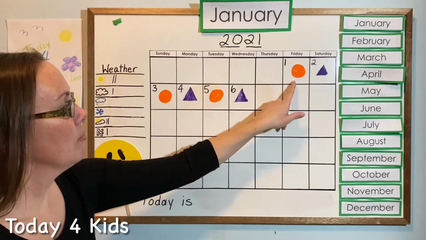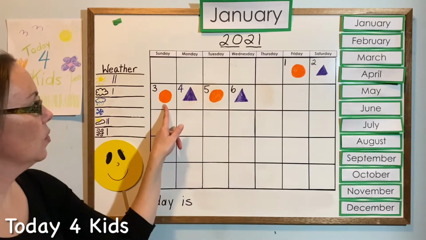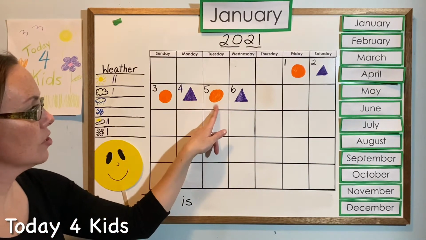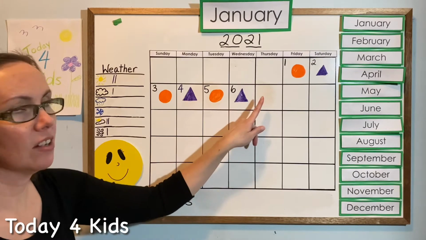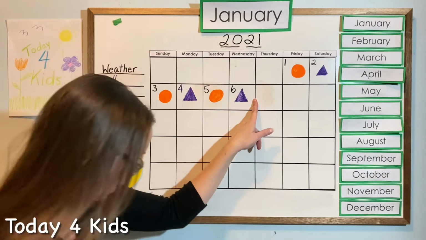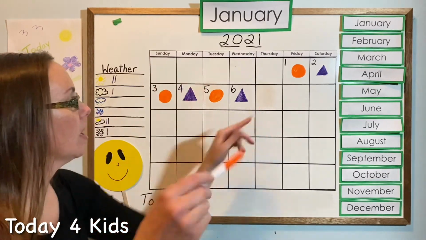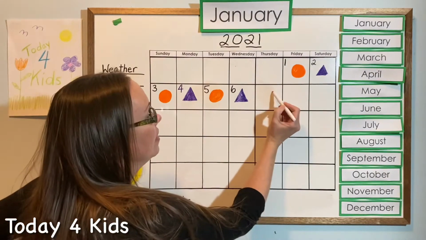So let's have a look at our pattern. Orange circle, purple triangle, orange circle, purple triangle, orange circle, purple triangle. What do you think is next? Orange circle. That's right. So there's my orange marker, and let's put a circle there.